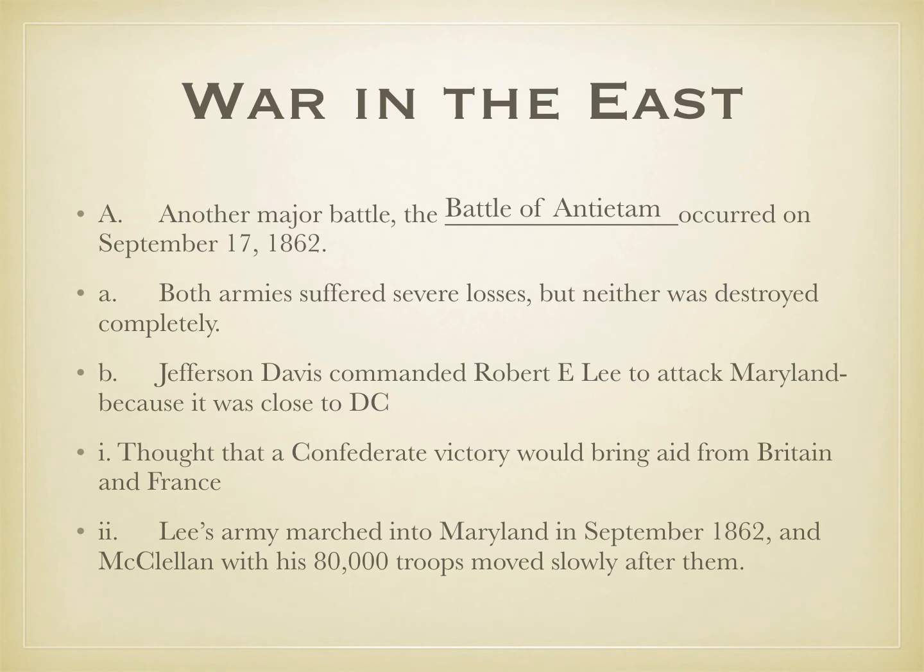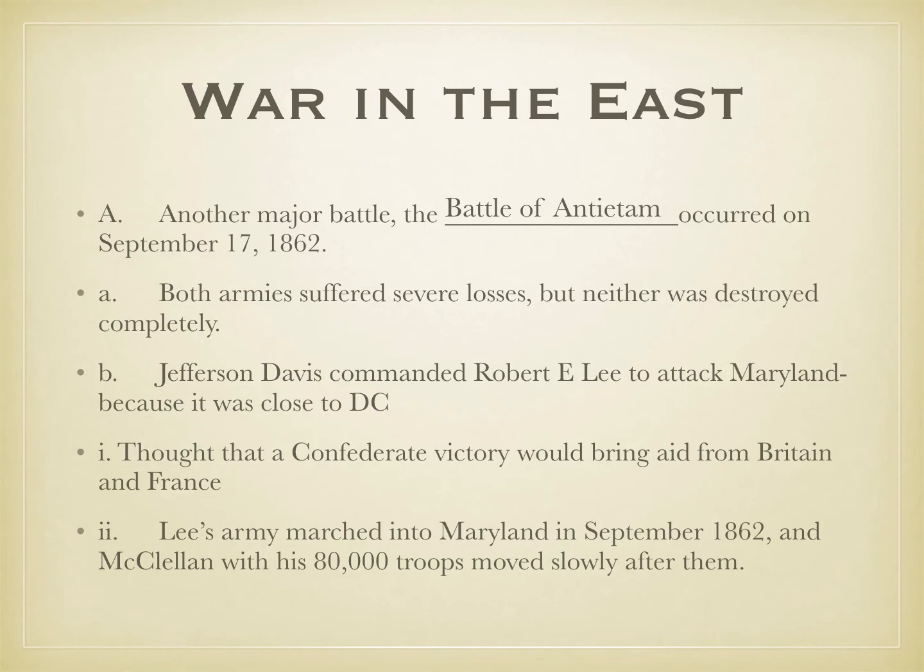Now, this is kind of pie in the sky thinking because at this point, Great Britain and France had outlawed slavery, and they were probably not going to want to support a slave nation, but, you know, Jefferson Davis, Robert E. Lee, let's do it. And so they marched Lee's army into Maryland in September of 1862, and McClellan is slowly following after them. He kind of knows where they've been, he just doesn't know where they're going, like what is their plan.